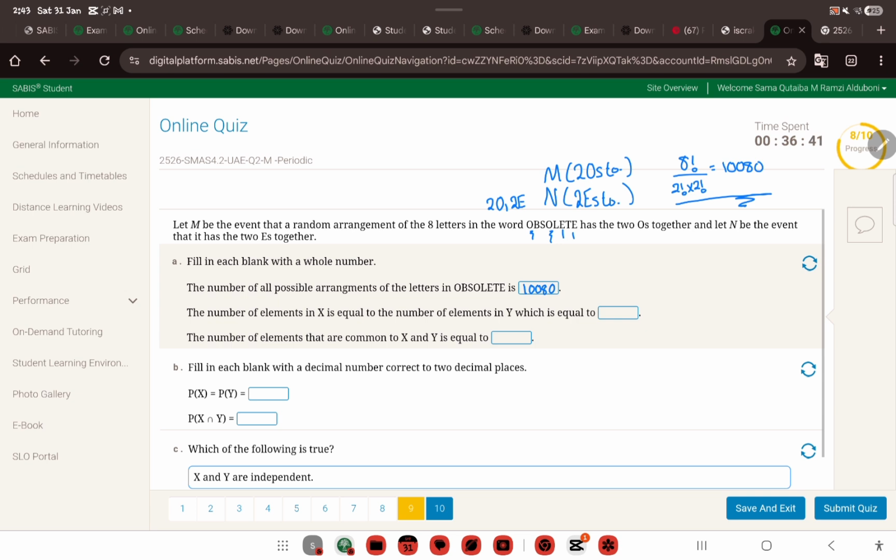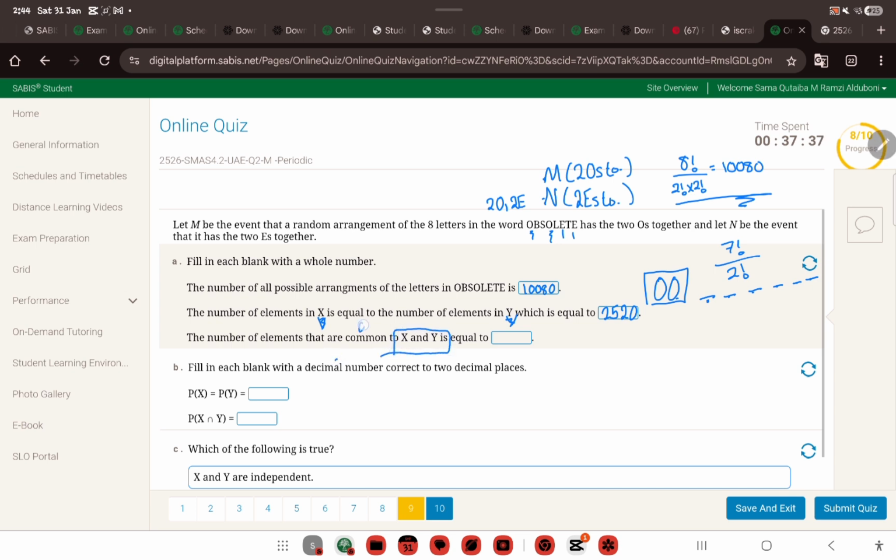The number of elements in X is equal to the number of elements in Y. I don't know why they changed it to X and Y, but it refers to M and N in this question. Let's take, for example, two O's together. We consider them as one block, so we have 7 items. 7 factorial divided by the number of repeated, which is 2 factorial. In each case, it's the same. So we get 2520.